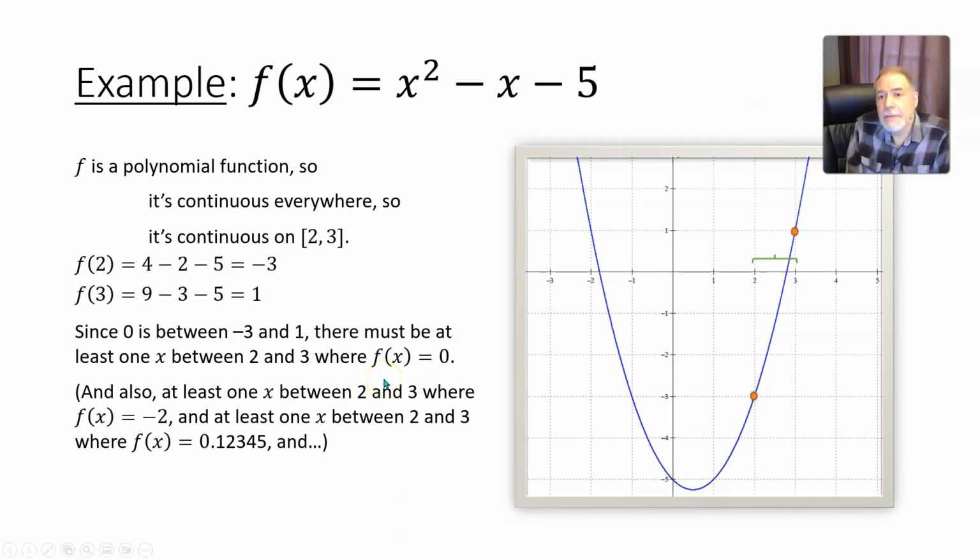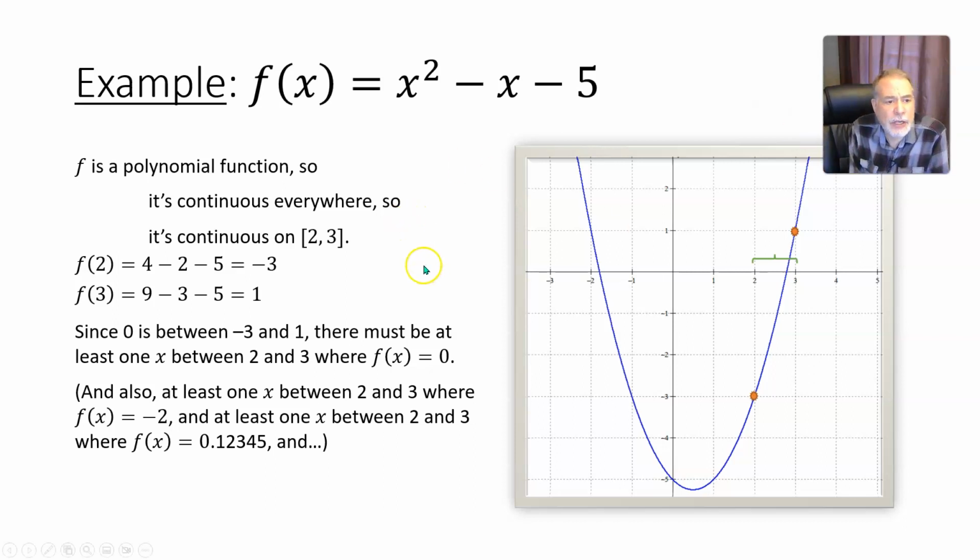Now, the intermediate value theorem just says that there is at least one x like that. It doesn't tell you what that x is, but we could figure out exactly where that is by solving the equation x squared minus x minus 5 equals 0 with the quadratic formula or something like that. Or we could get an approximate value, narrow it down even more than just somewhere between 2 and 3, by doing some further calculations.